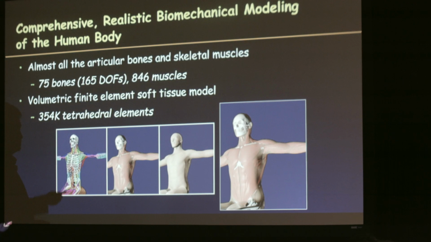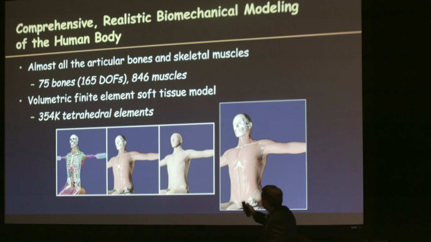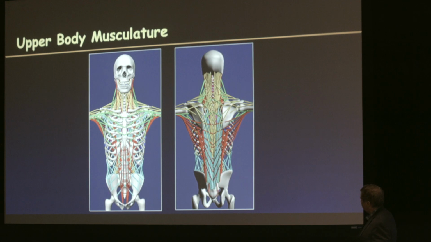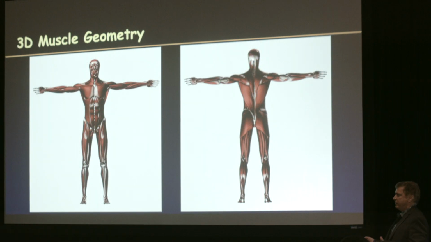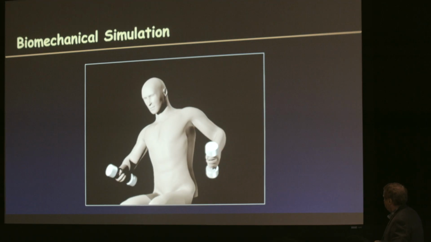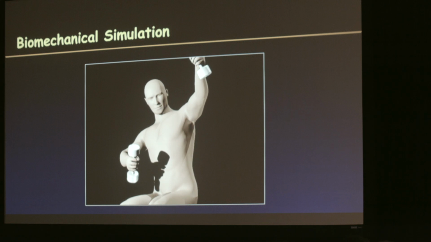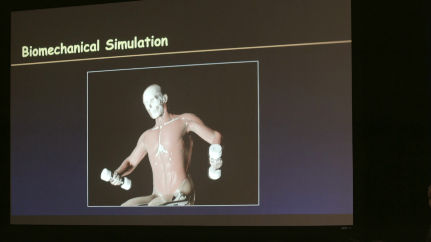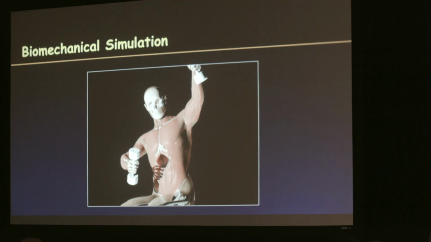So here's our model of the human, and you can see the muscle actuators. There are actually 846 muscles in this human model, and soft tissue using finite element methods. And you can see here the muscle structure, forward and backwards. And here's a rendered version of the muscles themselves. And finally, the skinned model. And this is now capable of working the way a real human does. Now, here you can hopefully see the inside. You can see the muscles working to actuate the bones and so on.